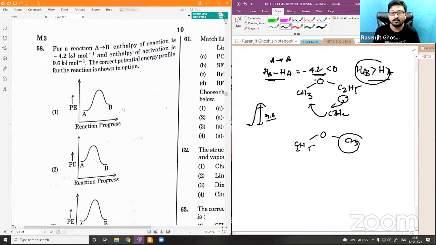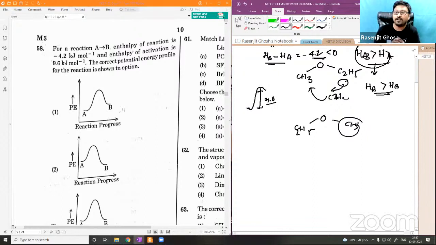Okay. Yeah, it is negative. Sorry, one mistake I have done. Very sorry. H of A will be greater than H of B. I'm extremely sorry. H of A will be greater than H of B. That is, energy of the reactant will be higher than energy of the product. So the answer will be option 2.